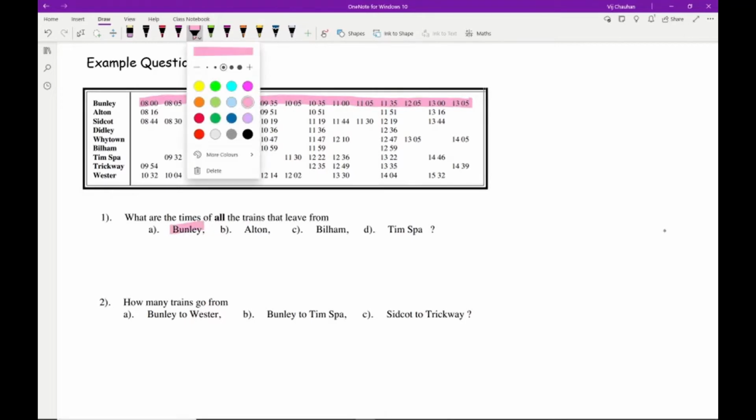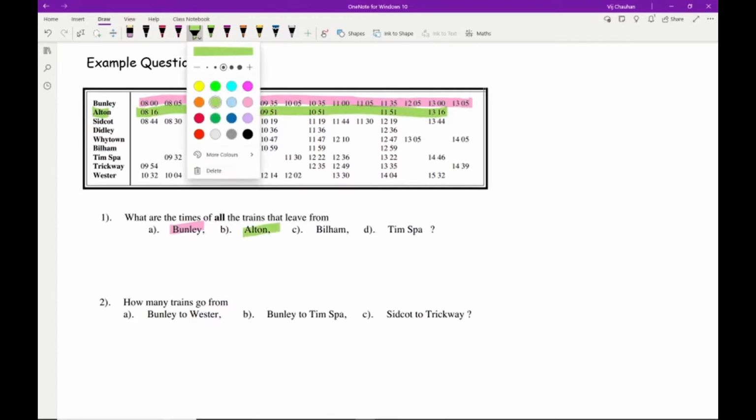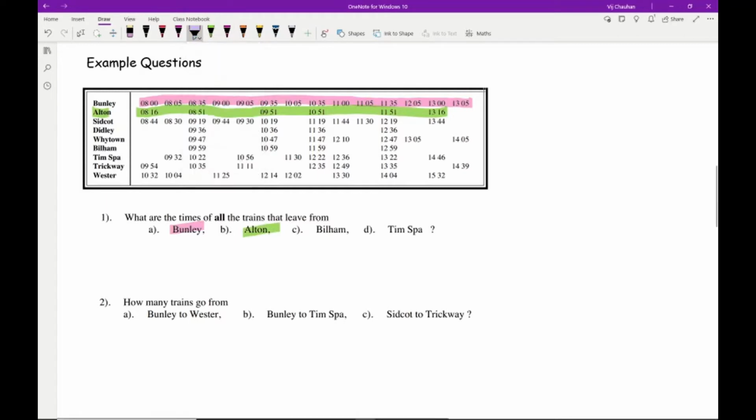For all the trains that leave at Alton, I'm going to use a different colour highlighter. So here is Alton. I'd write down all of these times. So there's 1, 2, 3, 4, 5, 6 trains that leave at Alton. For Bilham, let's use a different colour, a light colour. So I find Bilham, and it's these trains here. So there are 4 trains that go from Bilham.